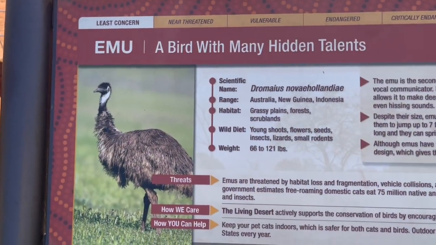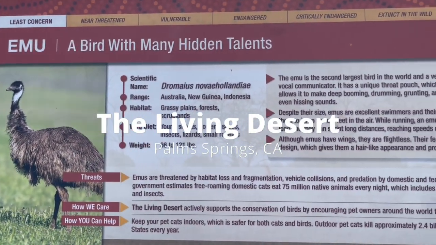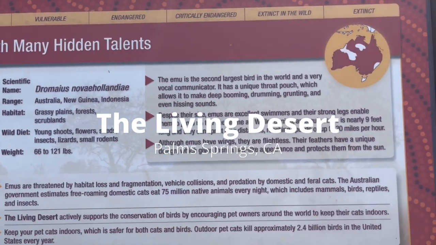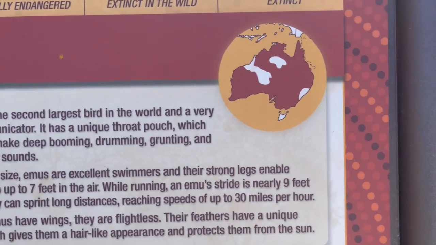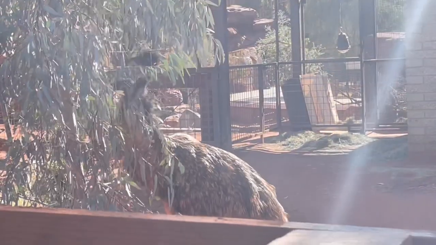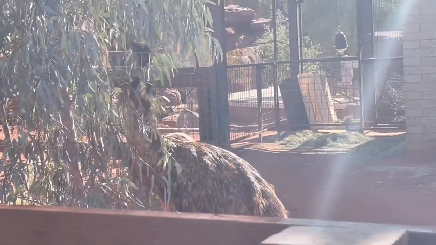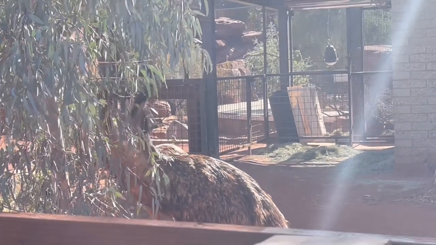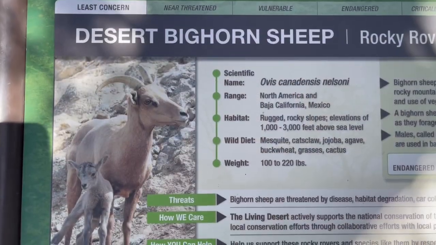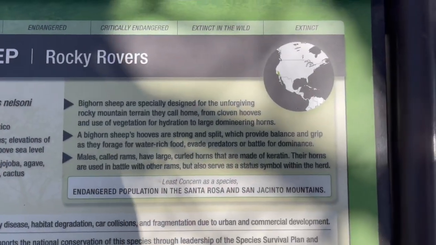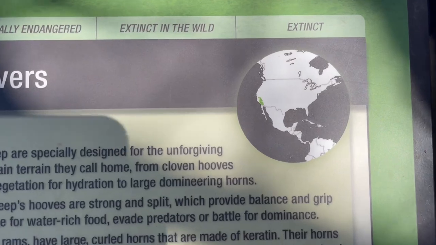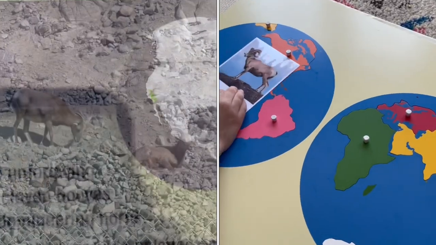If you happen to be in Southern California, I highly suggest that you go to the Living Desert in Palm Springs. They've just opened up a wonderful Australian exhibit dedicated to so many of the animals from Australia. It was one of our favorite places to visit. The desert bighorn sheep happen to be some of my husband's favorites. Don't ask me why, but they are native to North America.